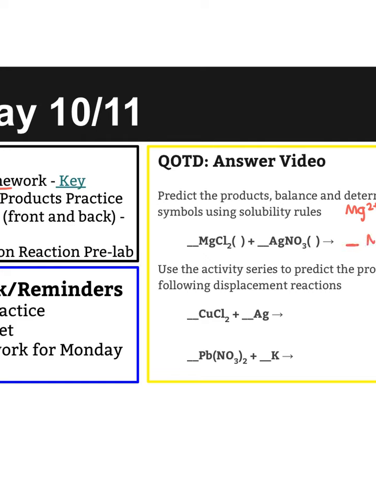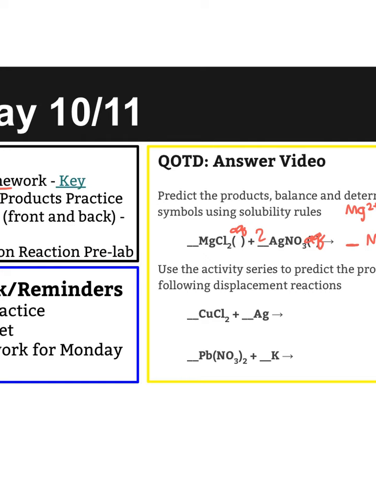So I end up with MgNO3 and AgCl. Okay. So magnesium chloride, most chlorides are aqueous, so that's going to be aqueous. Nitrates are always aqueous. Magnesium nitrate, again, is going to be aqueous. I already put that in there. And then silver chloride, most chlorides, but silver is going to be a solid. And then when I balance, I need 2 chlorides, 2 silvers, 2 nitrates. Okay.